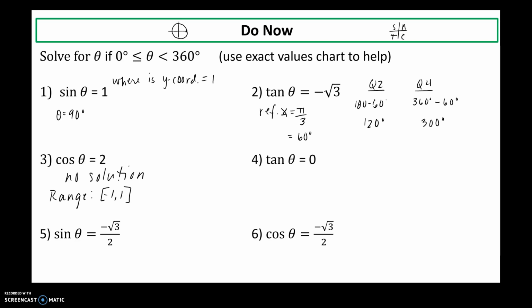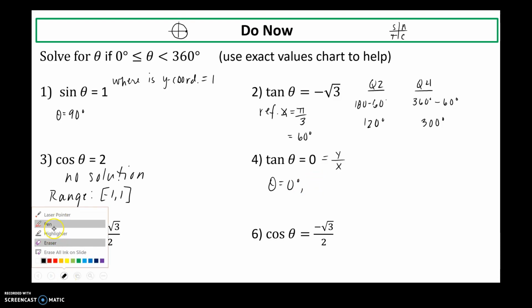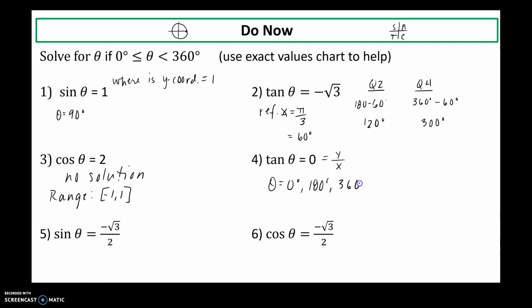Okay, where's your tangent function equal to 0? So we know our tangent function is our y coordinate over our x coordinate. So from our unit circle, again, where does our y coordinate equal 0? That occurs at 0 degrees. It occurs again at 180 degrees. And it occurs back at 360 degrees, but 360 is not in our given domain. So we would just include 0 and 180 degrees.